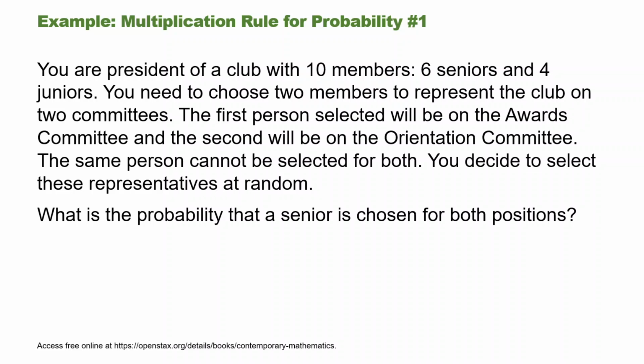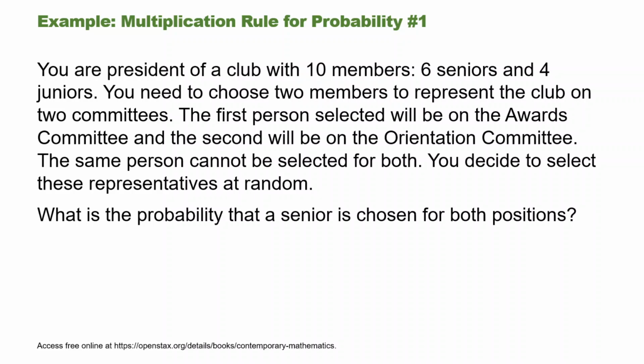Example, multiplication rule for probability number 1. You are president of a club with 10 members, 6 seniors and 4 juniors. You need to choose 2 members to represent the club on 2 committees. The first person selected will be on the awards committee, and the second will be on the orientation committee.